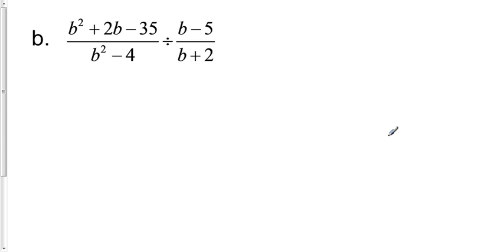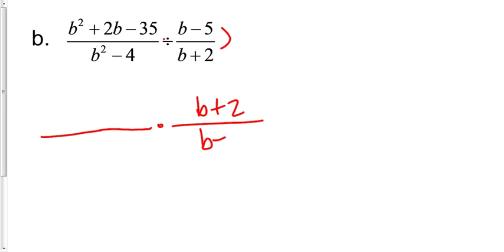Okay, I've got 2 left to show you. So let's take a look at this one. Again, we're dividing, but I'm going to multiply and flip this over. So as I do this, I'm going to be factoring, just so I don't have to rewrite everything twice. So let me flip this second fraction. I've already changed it to multiply. So I need b plus 2 over b minus 5 as my second fraction.